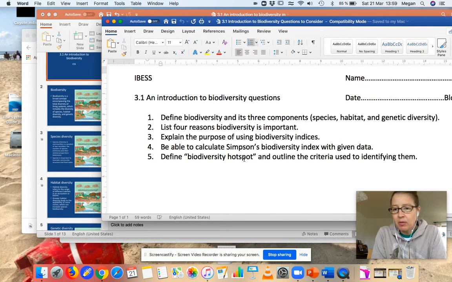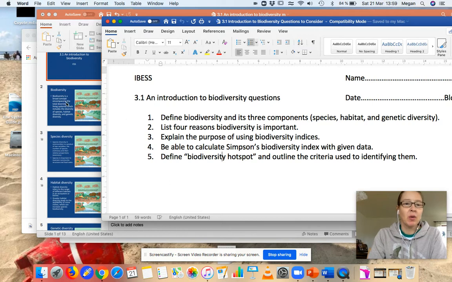We're going to define biodiversity and its three components. So there's actually kind of four definitions. You'll need to know the overall definition of biodiversity, and then the definitions of species, habitat, and genetic diversity, which are all encompassed in the overarching definition of biodiversity. We're going to look at why biodiversity is important, and we will then look at using biodiversity indices to calculate a biodiversity index. And then lastly, we will define biodiversity hotspot and look at some criteria used to identify them.